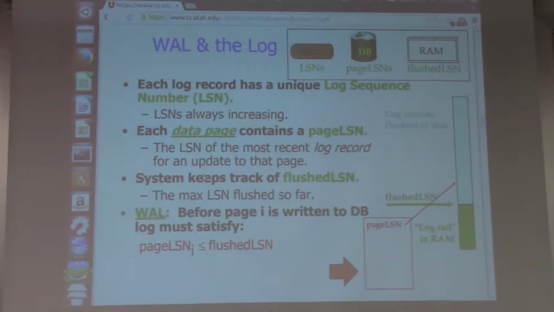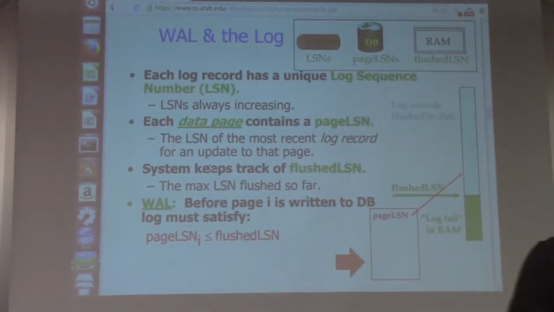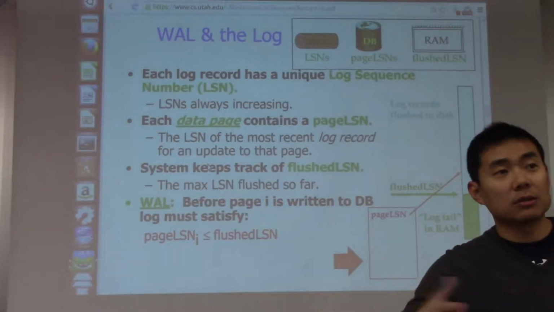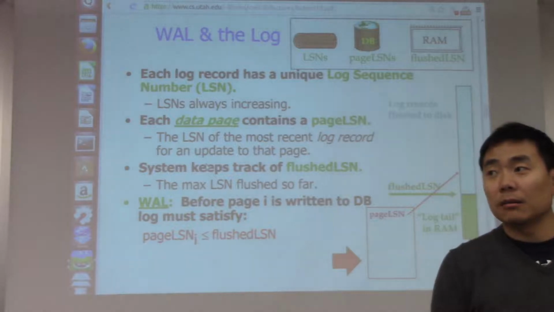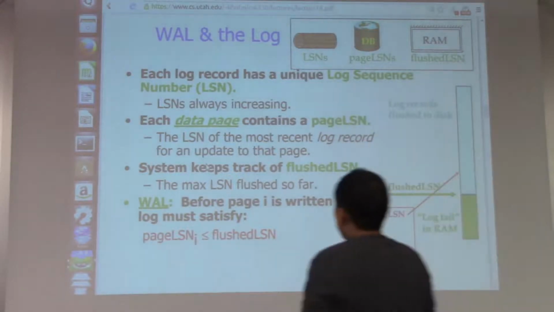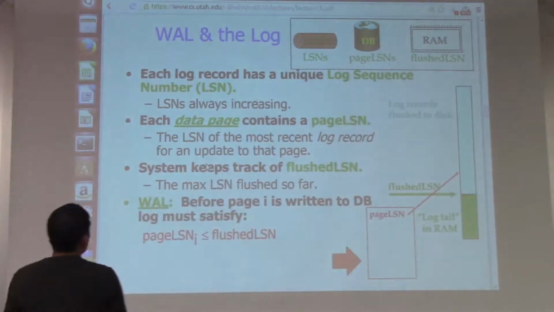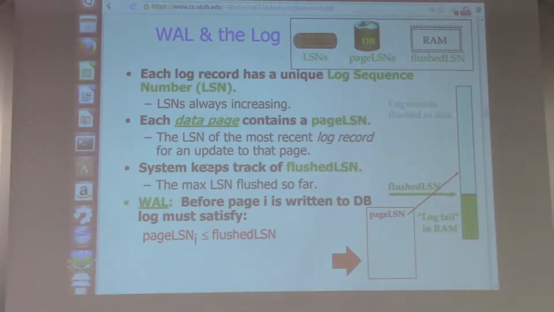LSNs always increase. This is easy to understand because you always do append operations, sequential writes. So this number keeps increasing. Okay? And each data page contains a pageLSN.